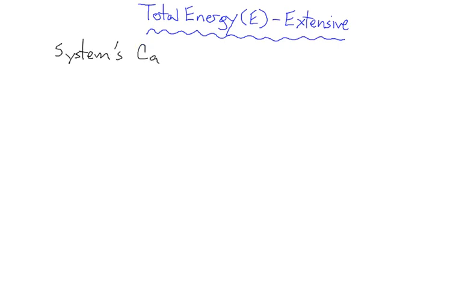And we define total energy to be the sum of internal energy, kinetic energy, and potential energy. This is equation 1.21 in your text.